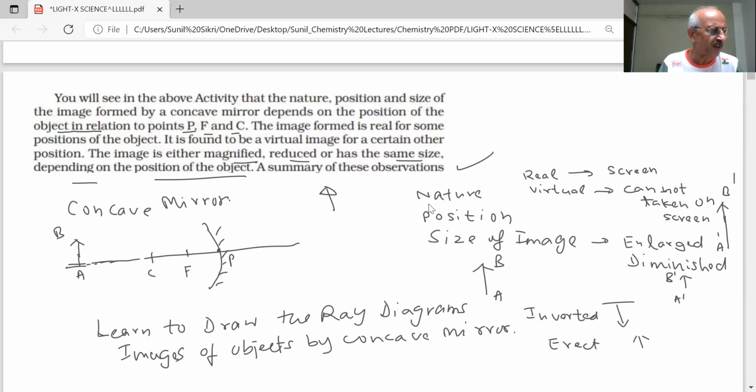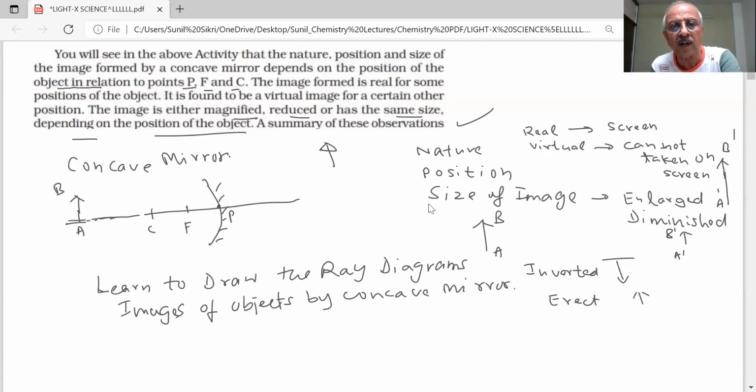Can I proceed further, students? Tell me yes or no. Is it clear? Yes. What we are going to do is teach you how to draw the ray diagrams when objects are moved from a far away distance to a near distance from the pole of a concave mirror. All right. The more practice we do, student, the better it will be, because in the exam they will ask you to draw the ray diagrams.